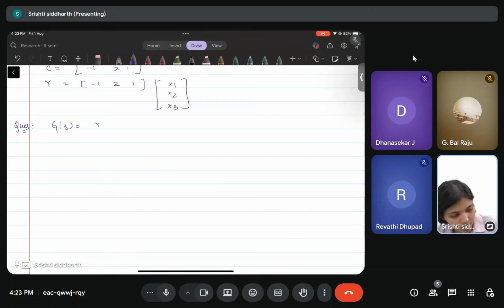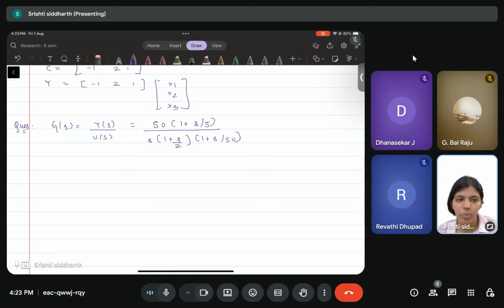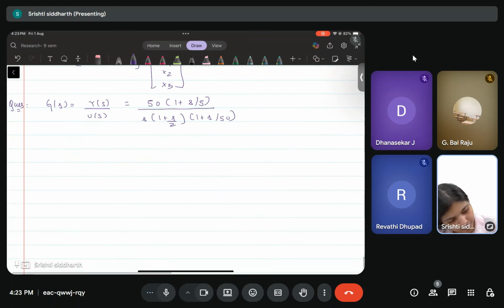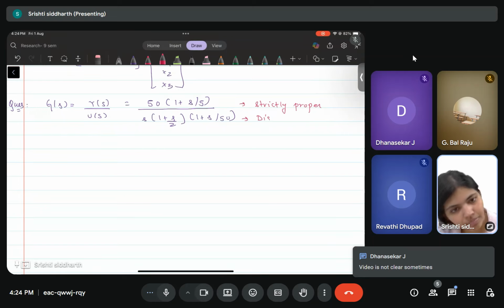The transfer function is 50 times 1 plus S over 5, S times 1 plus S over 2, times 1 plus S over 50. And we have to obtain the diagonal form. So you can see that this is first of all strictly proper. And we have distinct eigenvalues. Okay.